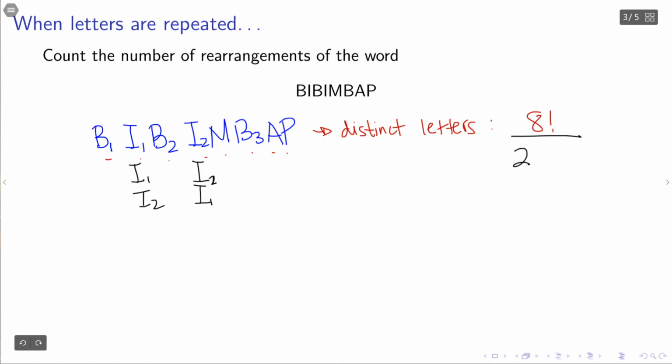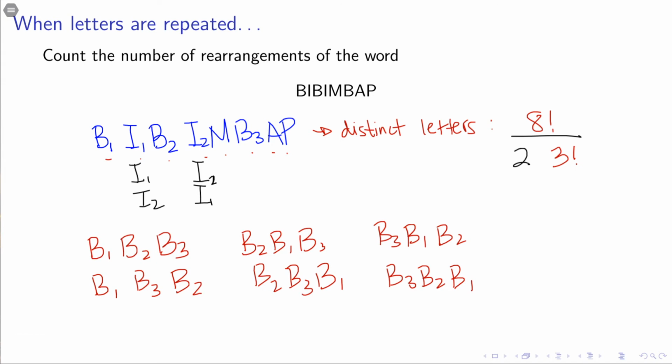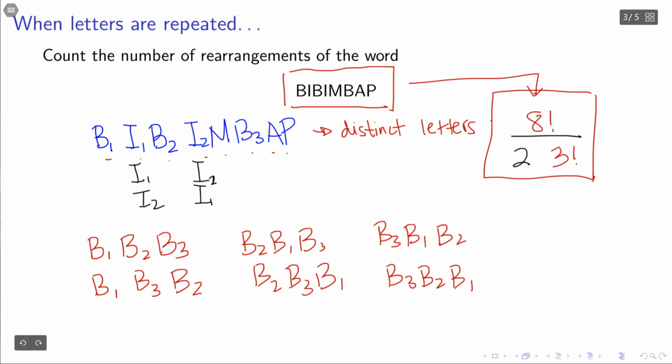But now similarly, look at the B's. If we remove the labels from the B's, we're not just dividing by 3 there, right? We're dividing by 3 factorial. And that's because there are 3 factorial ways of rearranging these 3 objects: 1, 2, 3; 1, 3, 2; 2, 1, 3; 2, 3, 1; 3, 1, 2; and 3, 2, 1. Right. And so the correct number of rearrangements of the word bibimbap is equal to 8 factorial over 2 times 3 factorial.